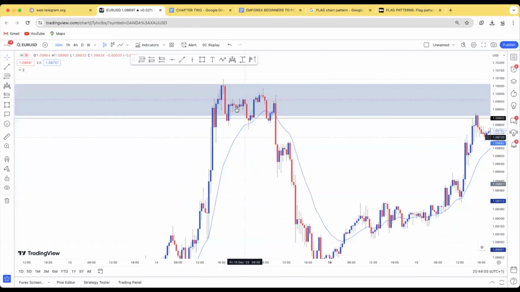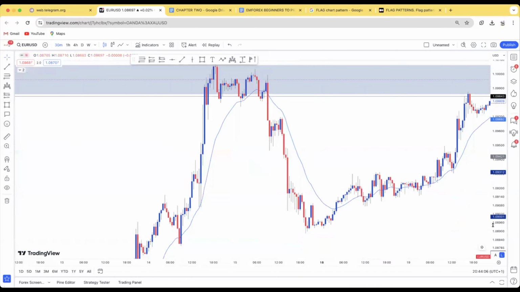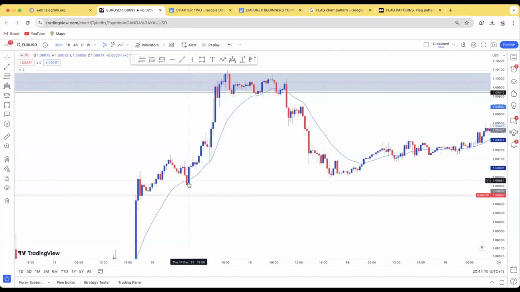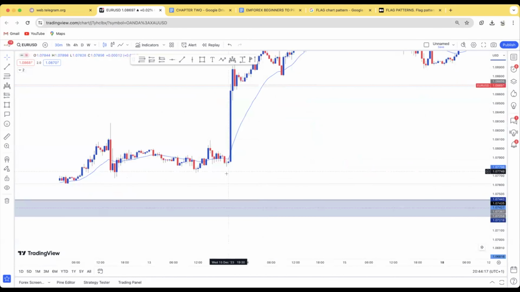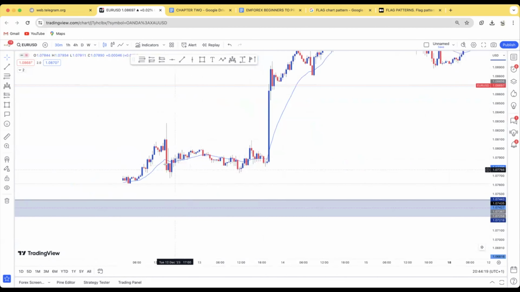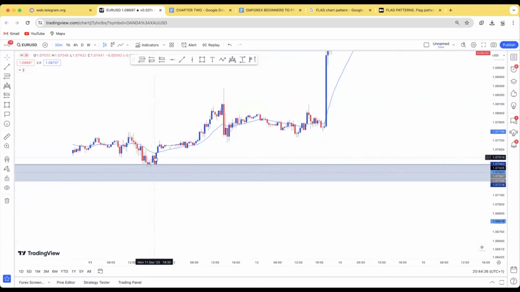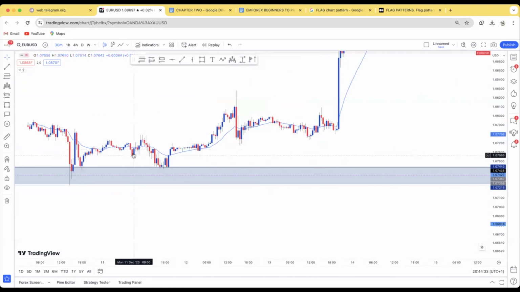Why I love this particular candlestick pattern is because once you have it, you have it. This is an engulfing. It engulfs the previous candle, both the body and the wick. Let's see here. This one didn't engulf the wicks. Let's see here. This is an engulfing. It engulfs the previous candle, both the body and the wick. This is also an engulfing here. It engulfs the previous candle, both the body and the wick.